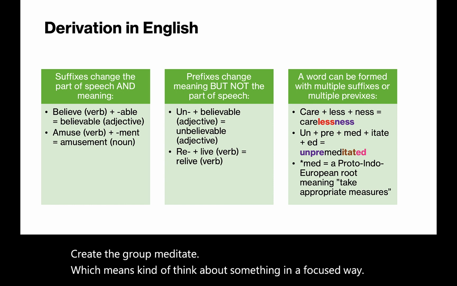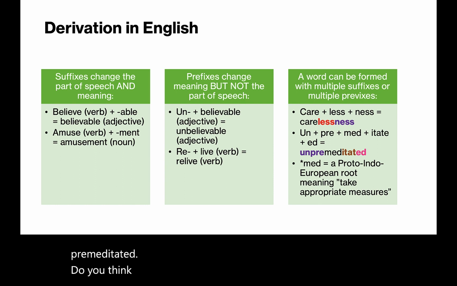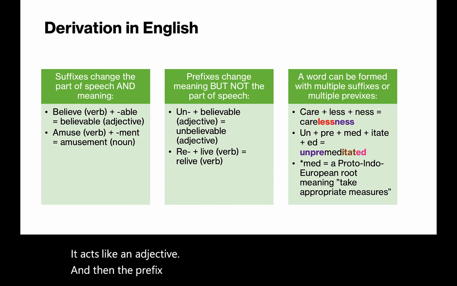Then the prefix pre, meaning before, creates a new verb, premeditate, to think of ahead of time. The suffix ed makes a passive participle, premeditated, that acts like an adjective. And then the prefix un creates an adjective with the opposite meaning, not thought of in advance.